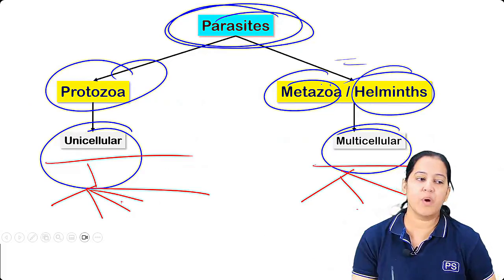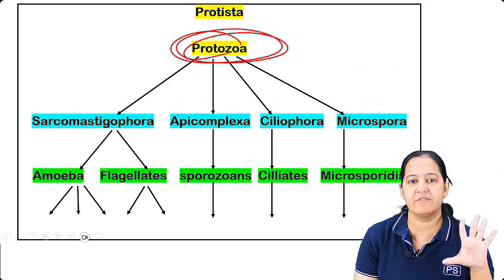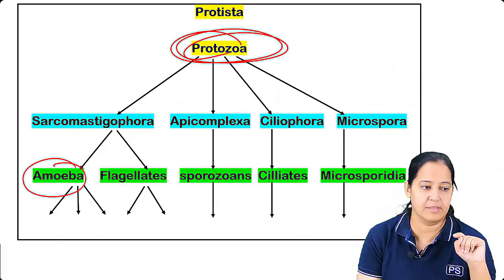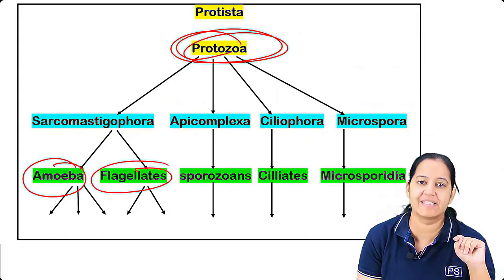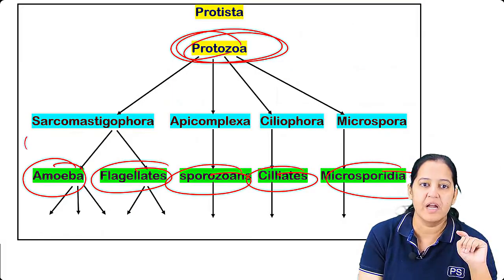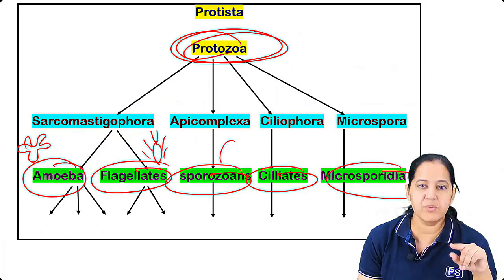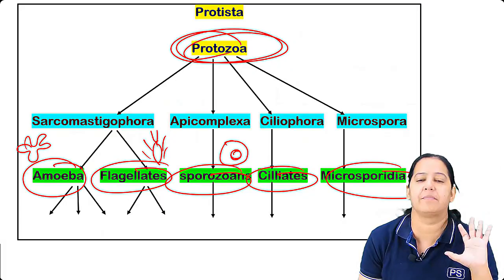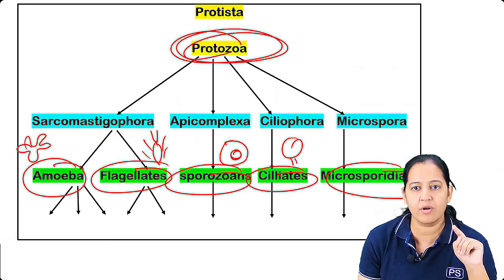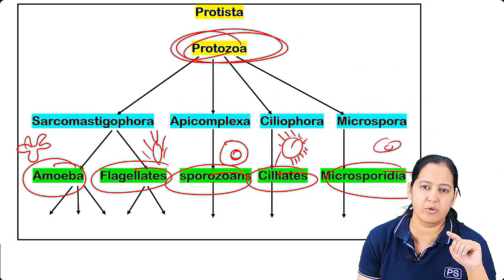So what are the 5 categories of protozoa? We have amoebas, flagellates, sporozoans, ciliates, and microsporidia. Amoebas are the organisms which have pseudopodia in them. Flagellates are the organisms which have flagella in them. Sporozoans are the organisms which have sporozoite in them. Ciliates are the organisms which have cilia in them. And microsporidia are not important. They have microspore inside them.